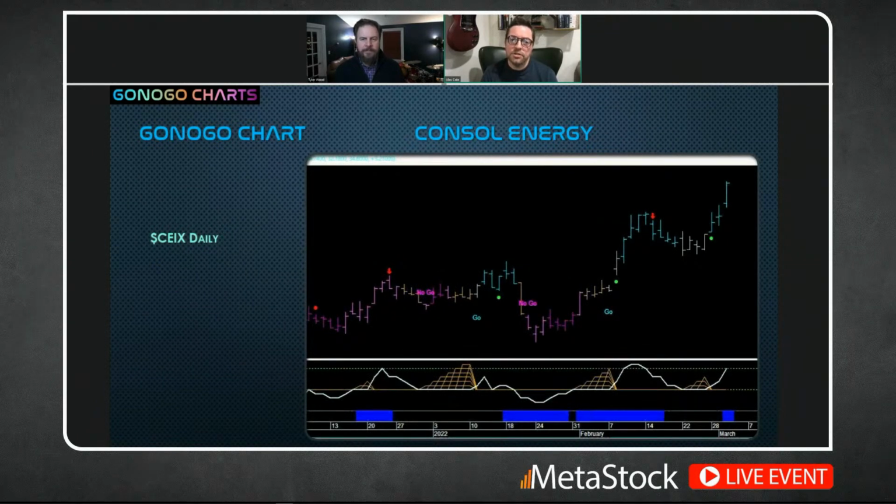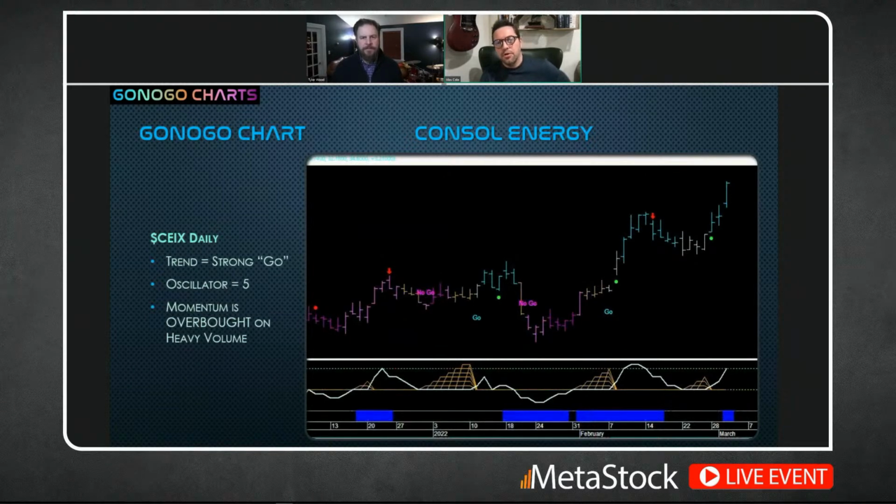Another one here is Consol Energy. The energy trade's still working and still doing its thing. So 2 bars ago we got another Go trend continuation icon. So that idea went out, and we've moved higher the last 2 days. So this has been nice in a couple of days. But again, oscillator getting overbought now. So we'll have to see what happens next. But a strong looking chart as well.